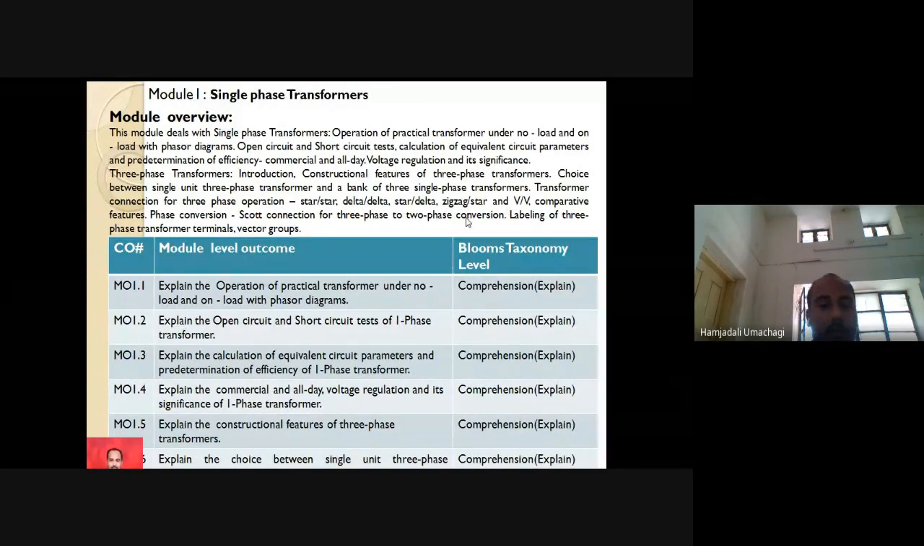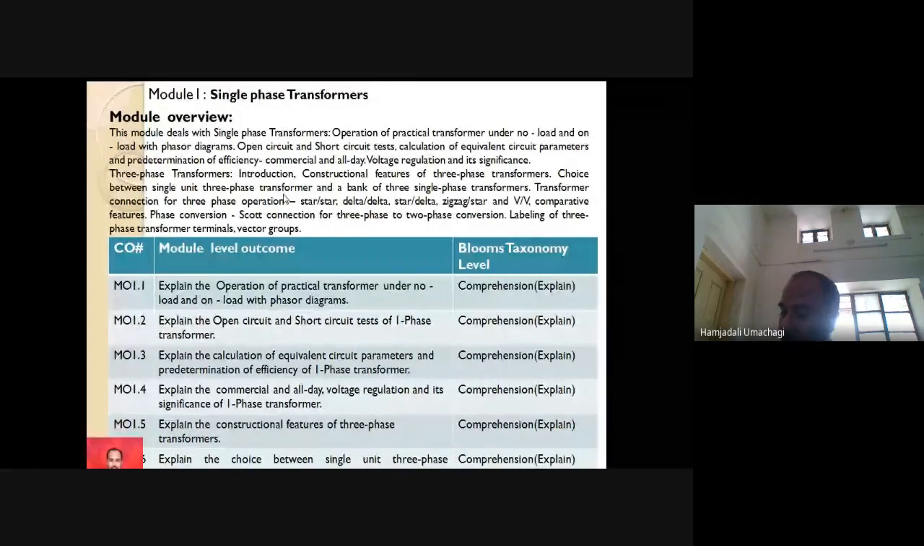Then comes comparative features. When we are having these many different connections with the three phase transformer, for what purpose are they going to be used, how to make the comparison between star star and delta delta, means in voltage level or in application level. In that perspective, you need to study the comparative features. Okay. Then comes phase conversion.